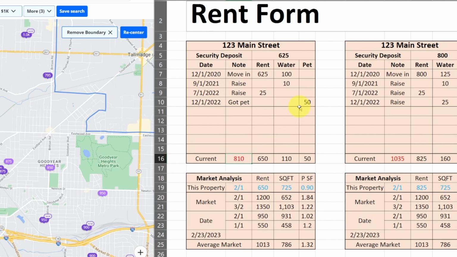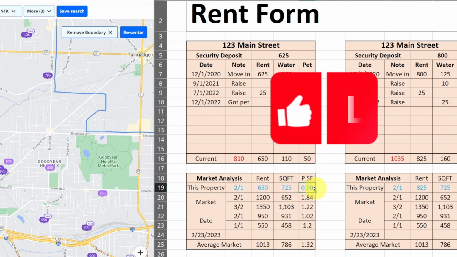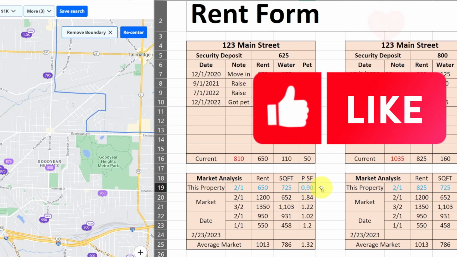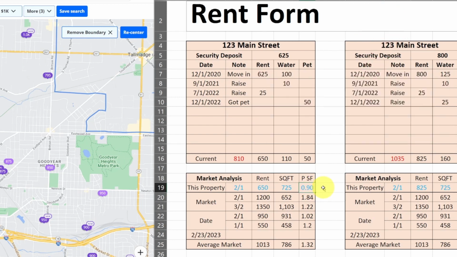Now when it's time to do my market analysis, I use this box down here. So the text in blue is my property. It's a 2-bedroom, 1-bath house. It shows the rent that's brought down from this cell straight down. The square footage of my property is 725. This cell here calculates the price per square foot at 725 square feet. So in this particular case, the price per square foot is 90 cents per square foot.